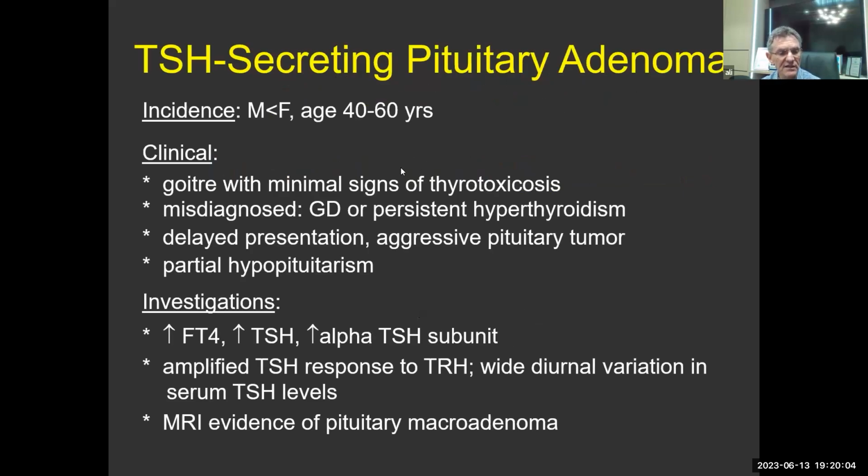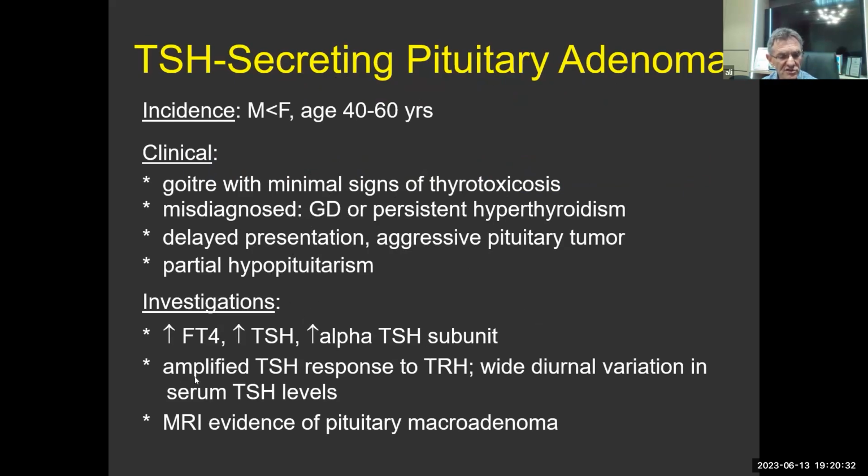And the sad thing is that these patients are often misdiagnosed as having Graves' disease or hypothyroidism, and their delay for diagnosis is late. So the TSH, because it's high, does give you some goiter signs. And so these people undergo surgery or radioactive iodine, and then years later, they're found to have these large pituitary tumors which have been missed. And because they're large, they have hypopituitarism.